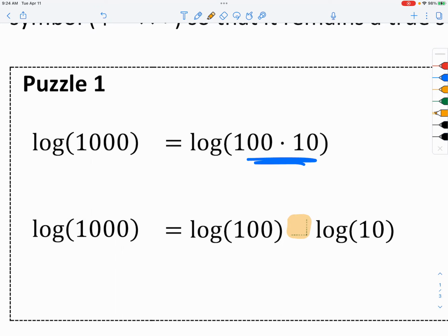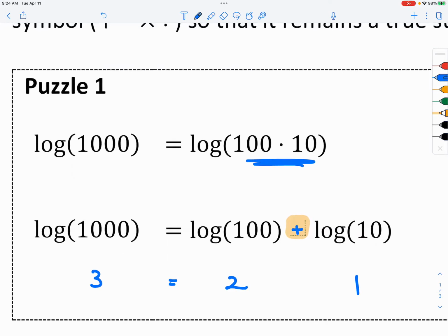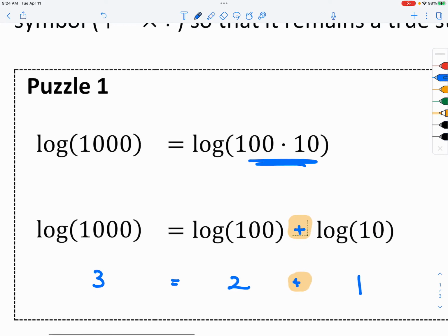It'll be a plus. Why? Because you know what log 100 is, right? What log 100 is? 2. Log 10 is 1. And we knew what log 1,000 is. Log 1,000 is 3, right? So the only way that's reasonable to put 2 and 1 together and get you to number 3 must be a plus. Does that make sense? Why it's a plus?